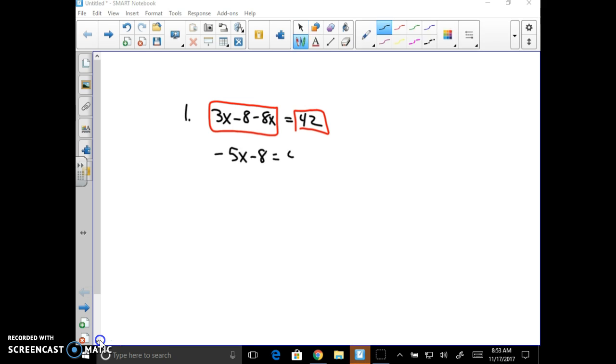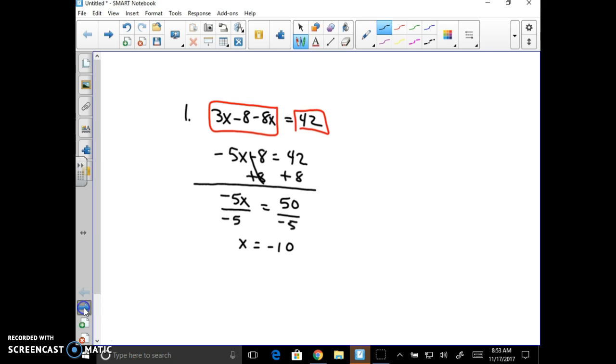Minus 8 equals 42. We've done everything inside the boxes, so now we're going to start solving for x by adding 8. Bring down this. Gives you 50. Divide both sides by 5, and x equals negative 10. So you're going to do the check on that just to make sure it works. Don't forget you substitute in the original equation.